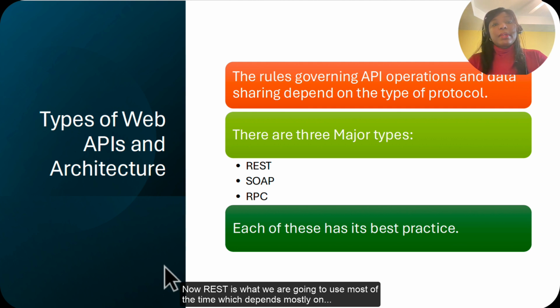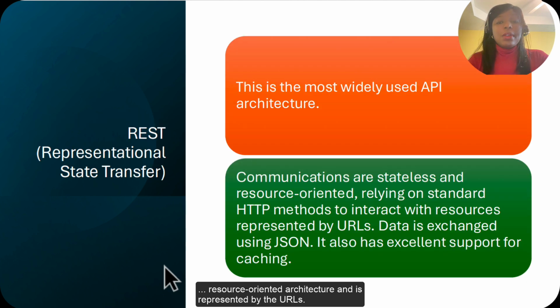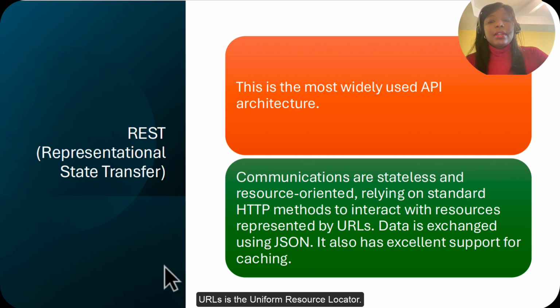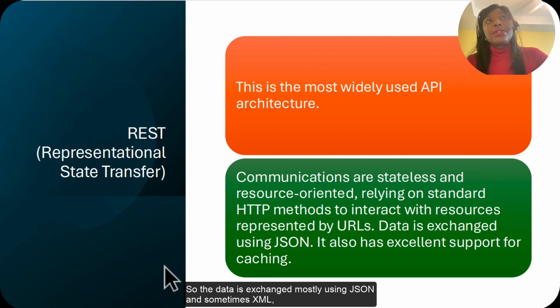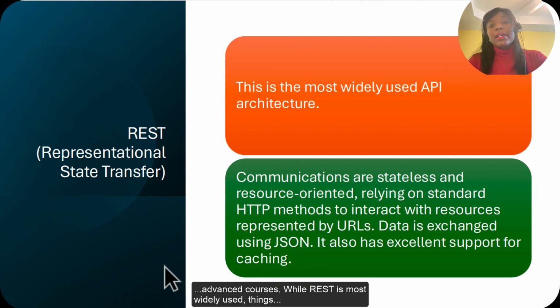Now, REST is what we are going to use most of the time, which depends mostly on HTTP requests, which we are going to look at in another advanced course. It is a resource-oriented architecture, and is represented by the URLs, right? And the URLs is the Uniform Resource Locators. So the data is exchanged mostly using JSON and sometimes XML, and we're going to look very deeply at the representational state transfer, REST, as we go deeper in other advanced courses.